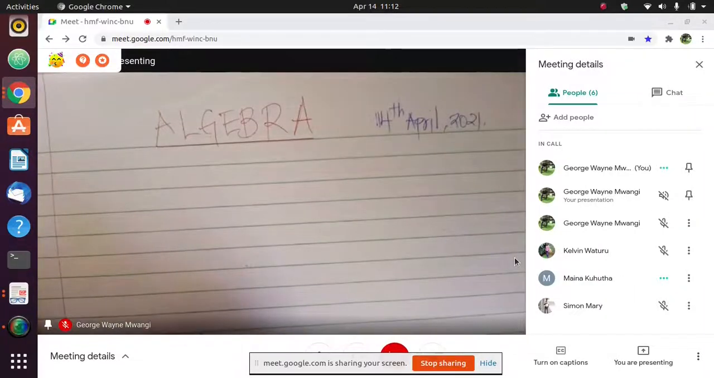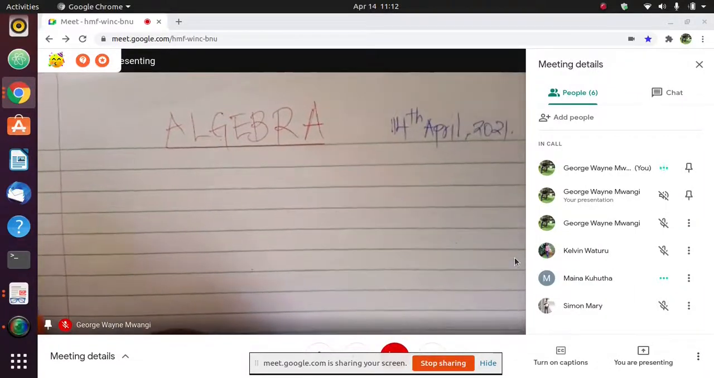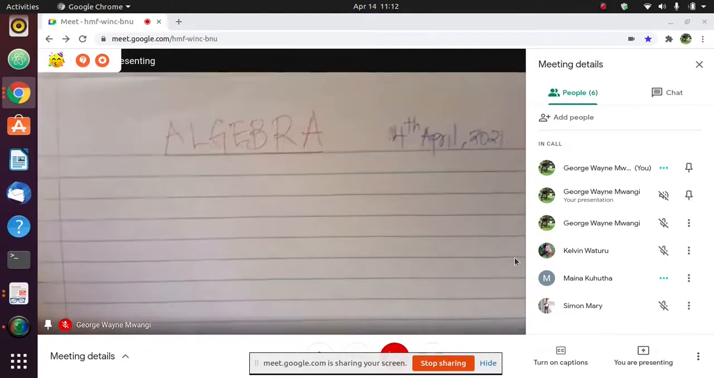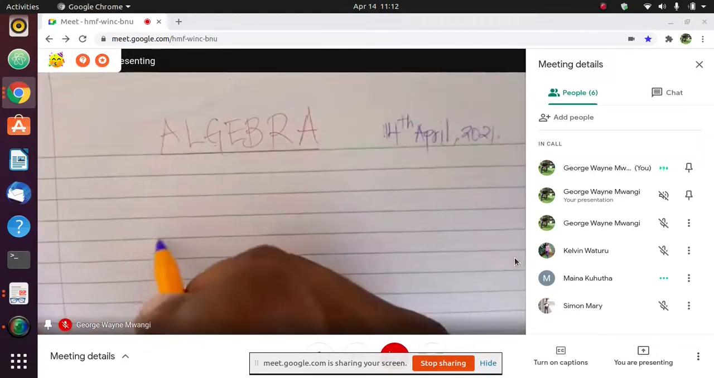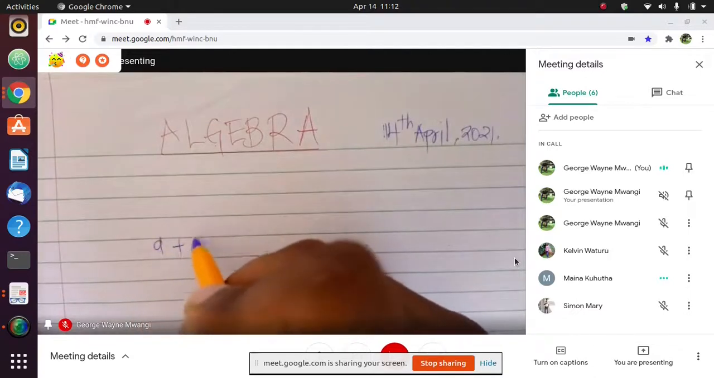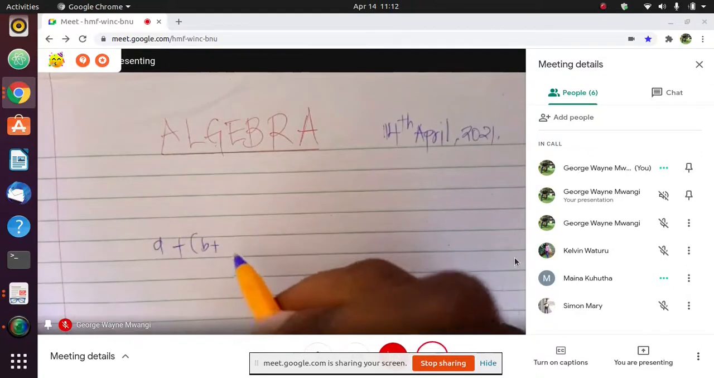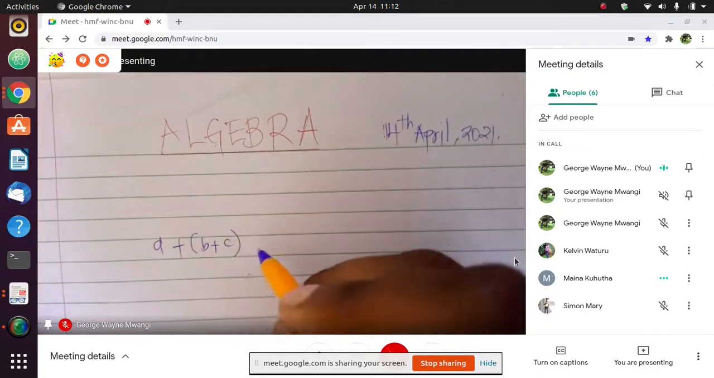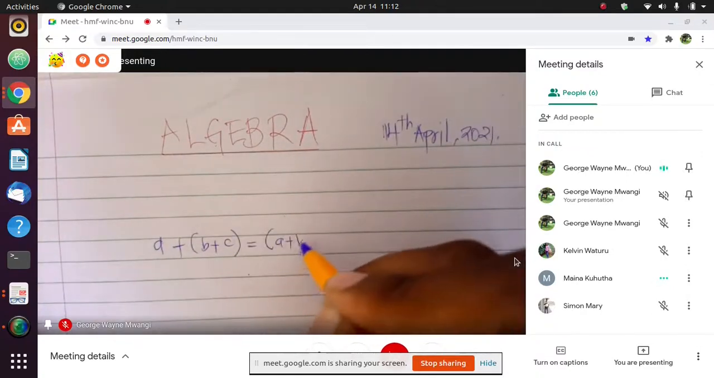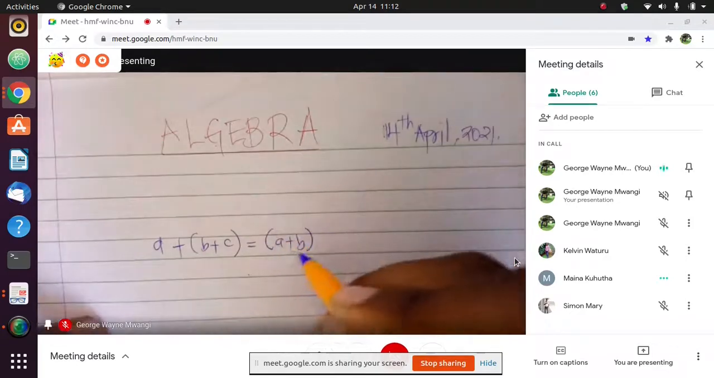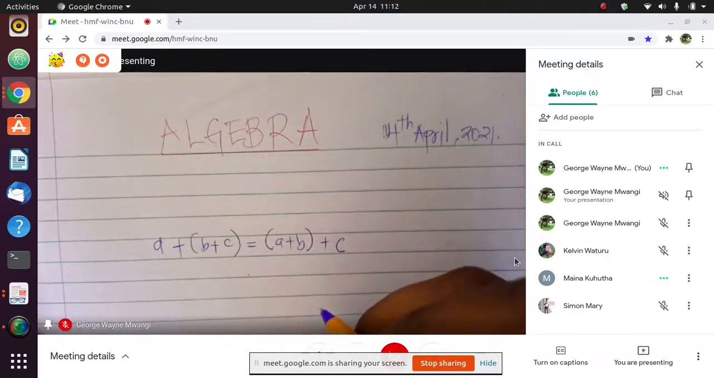In algebra, the mathematical laws that we follow will still apply. For example, when I say a plus, in brackets, b plus c, it is equal to a plus b, we put them into brackets, plus c.